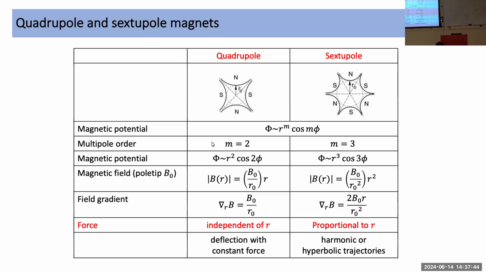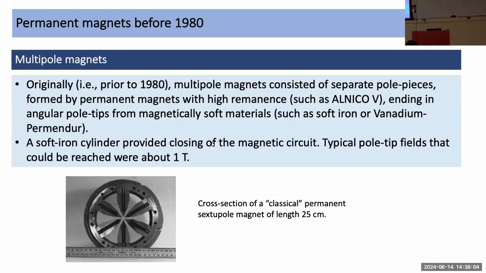Whereas if you do that in a 6-pole, you gain because your gradient is proportional to R, which basically means you have here a constant deflection force, and here you can actually have harmonic or hyperbolic trajectory along the beam like you do in other charged particle optics. So a little bit about the multipole magnets.